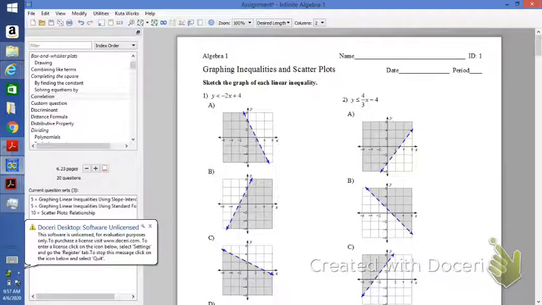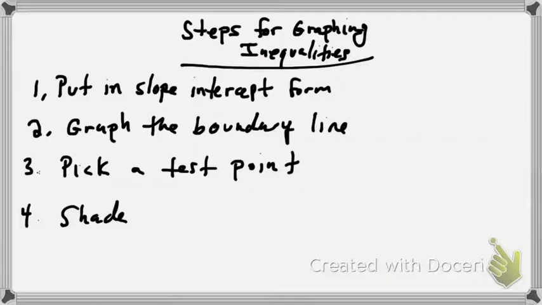Okay, in this worksheet we're going to focus on graphing inequalities and doing some problems that involve scatter plots. We're going to graph inequalities first, so we're going to do a couple examples. Alright, if you remember, here are the steps for graphing inequalities.